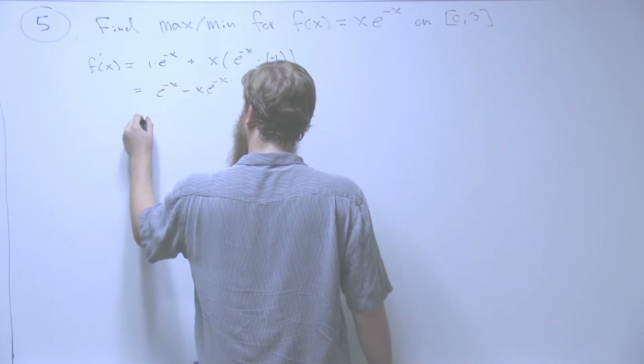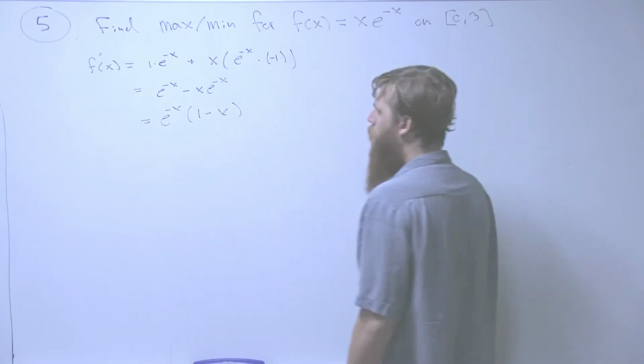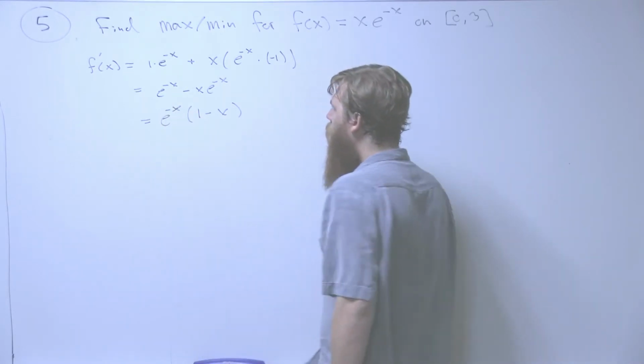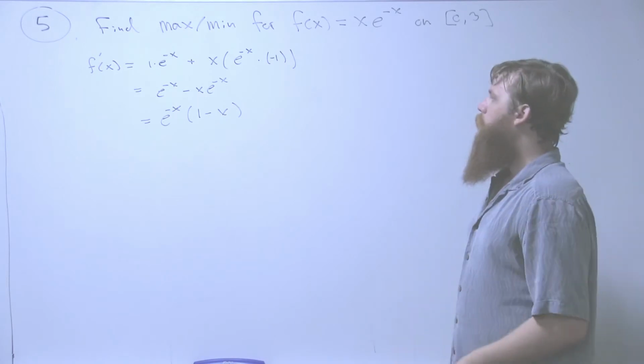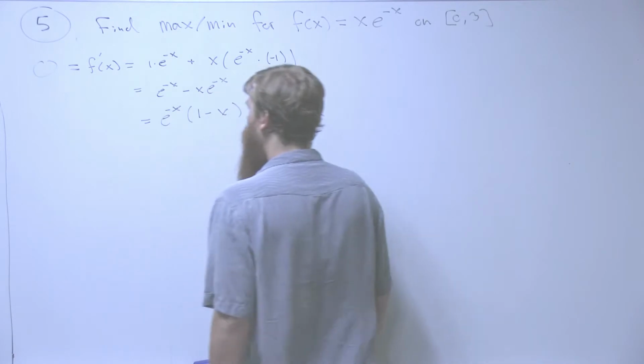And a little bit further, factoring e to the minus x out in that last step. Okay, now if I'm looking for local extrema, like I said we are at the start, we need to find out where f prime is equal to 0. So I set this equal to 0.